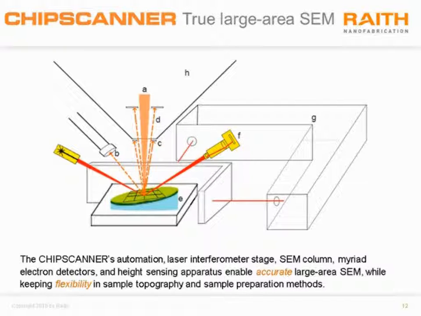Finally, we have height sensing apparatus. When you are imaging over large areas, it is important to keep the sample in focus, and this is a common problem for electron beam lithography. That's why the chip scanner has built-in laser height sensing apparatus, and this allows the chip scanner to keep the sample in focus over large areas.